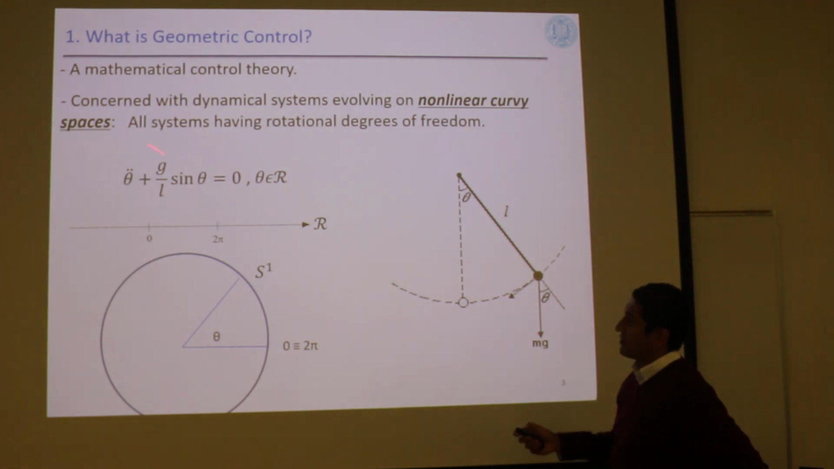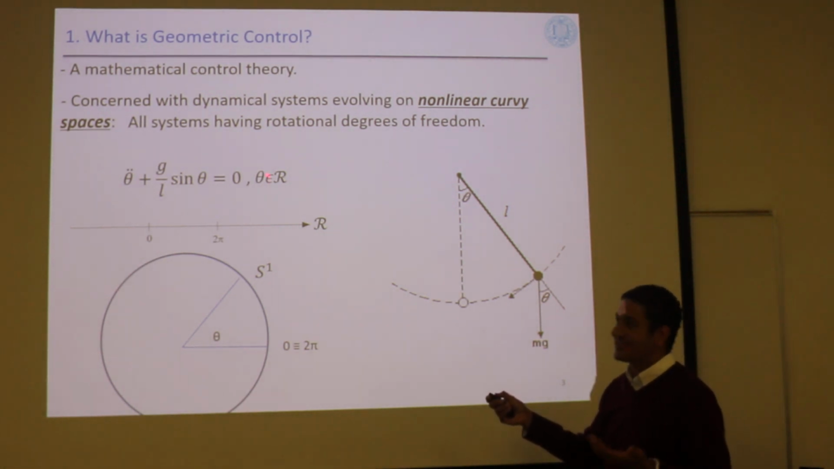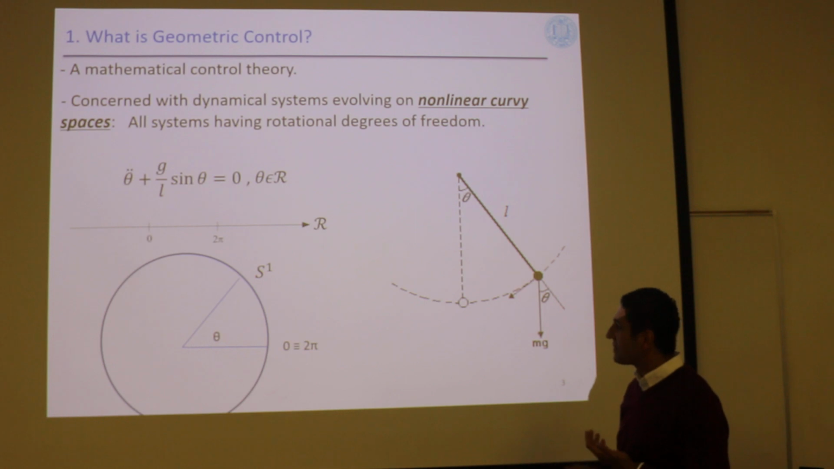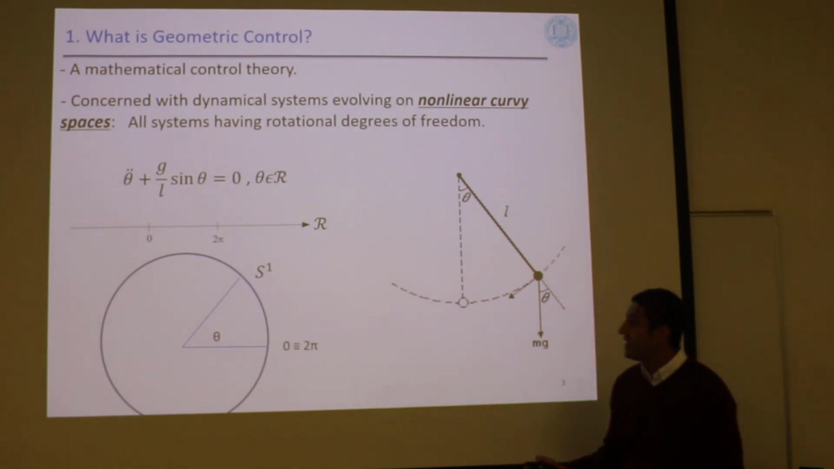Okay, so we're now making a very big statement: all systems having rotational degrees of freedom don't evolve on flat spaces, they evolve on curvy spaces. And this covers almost all systems in mechanics. It's very hard to have a system without rotational degrees of freedom. So now we need a tool to study calculus on a curvy space. By calculus, as you know, I mean differentiation and integration.